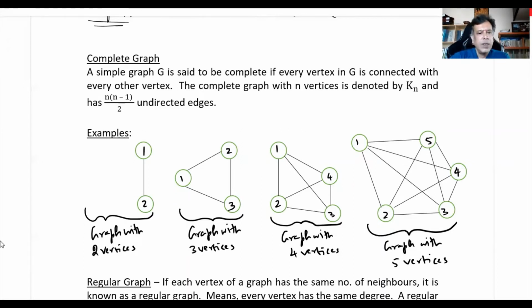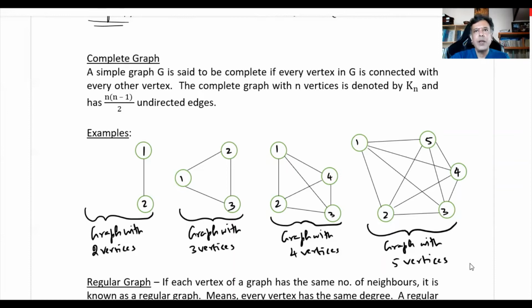We may note the number of edges in this. Since it is having two vertices, it will have 2 into (2 minus 1) by 2, which is nothing but one edge only. Here it is 3C2, which is nothing but 3. So we have 3 edges, 1, 2, 3. Here it is 4C2. 4C2 means 4 into 3 by 2, which is nothing but 6 edges. We have 6 edges, 1, 2, 3, 4, 5, and 6. Here it is 5C2.